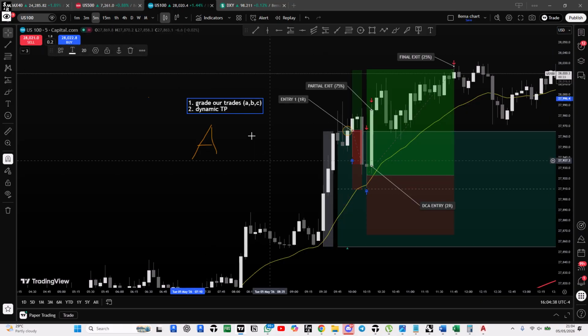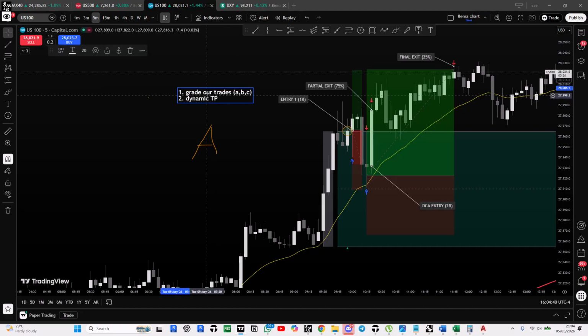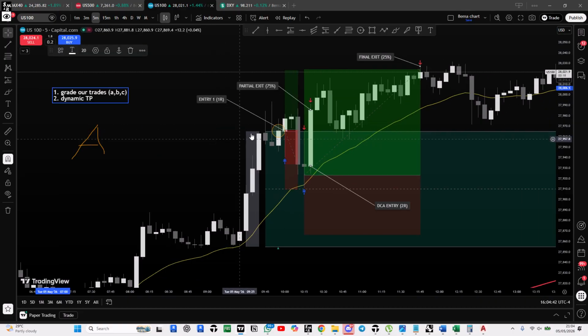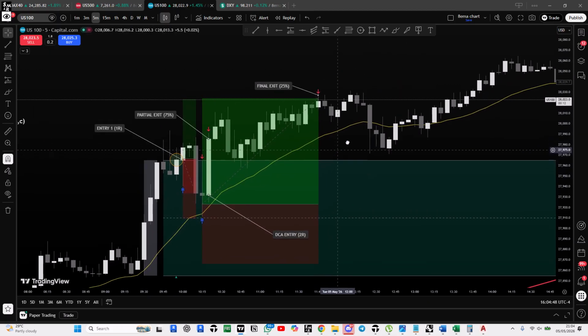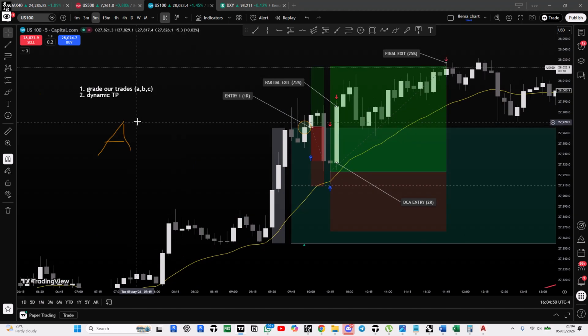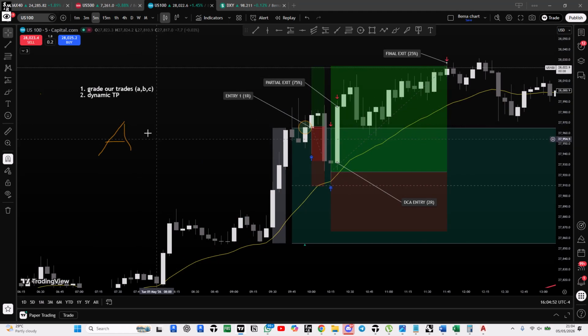Okay, all right, and I will teach that inside of my Discord. So by the way, this trade was an A setup, which means we are very sure that the trade is going to continue upwards. That's what an A setup means. And then we're going to put on the most amount of risk.